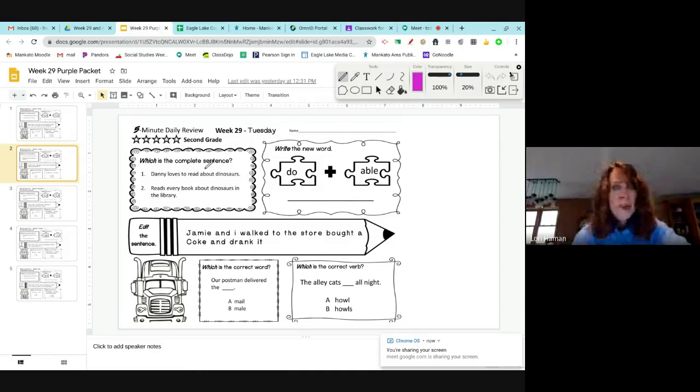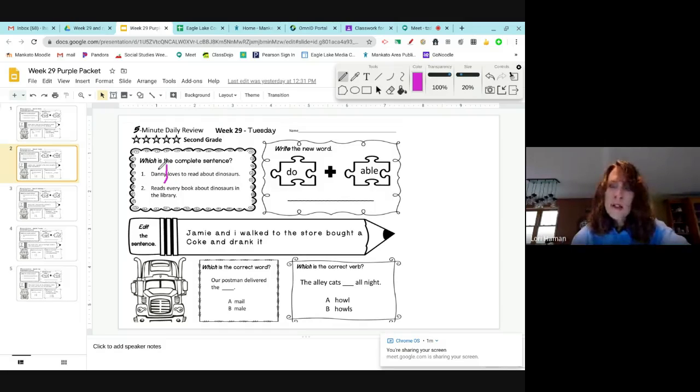Danny loves to read about dinosaurs. Reads every book about dinosaurs in the library. Now, only one of these is complete. It's the sentence that has two parts, the subject and the predicate. So remember, the subject is who or what the sentence is about. And in sentence 1, I'm going to draw a line between these parts.